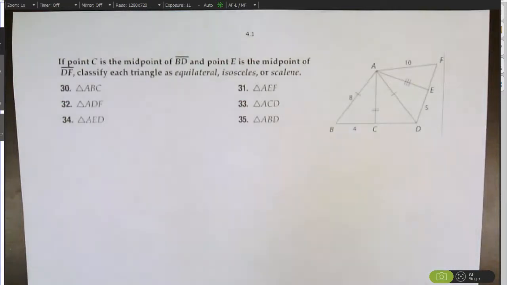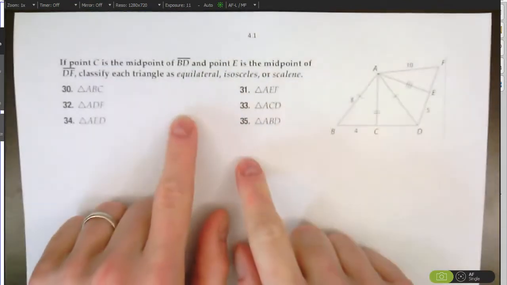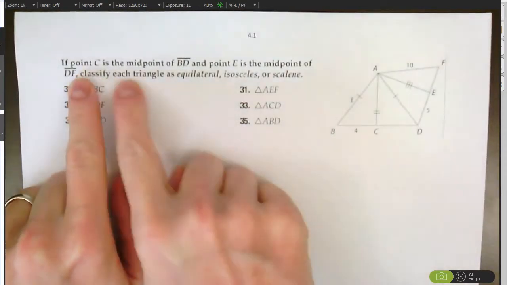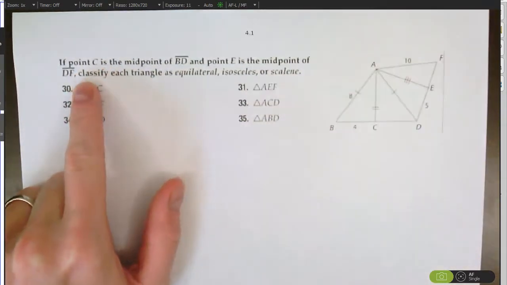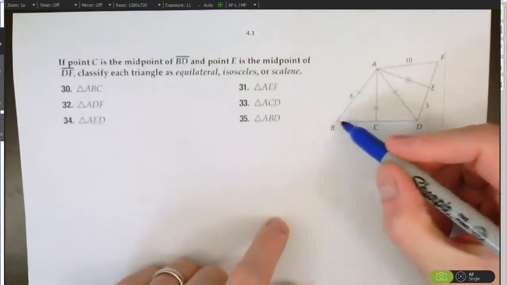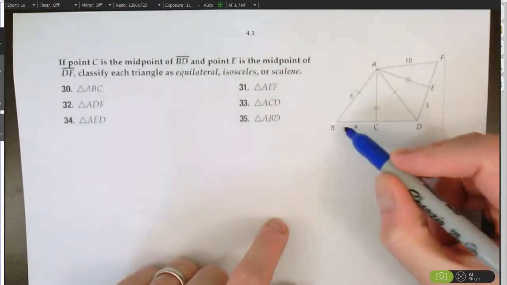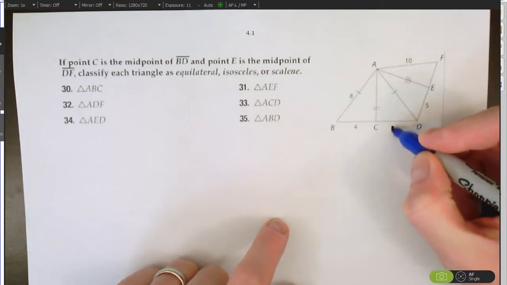Okay. All right, so here are some examples from section 4.1 in case you missed class. The question is to identify what kind of triangles we have here and what's going on. One thing to be careful of is realizing that C is the midpoint of BD. So if C is the midpoint of BD, that means that if BC is 4, so is CD.